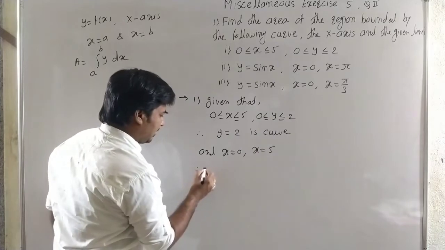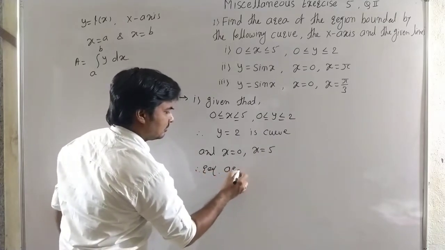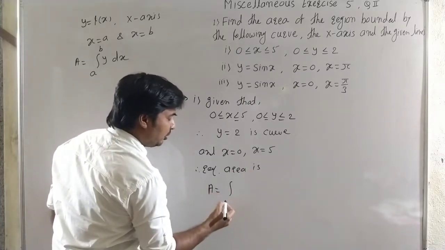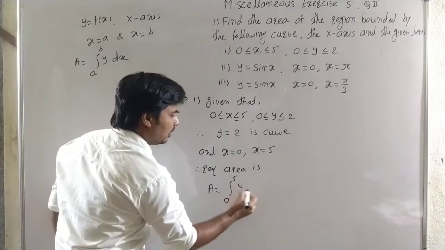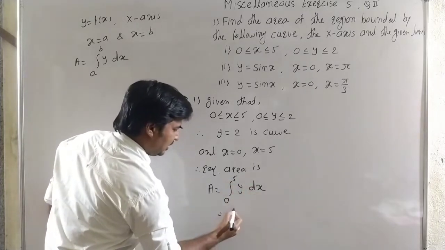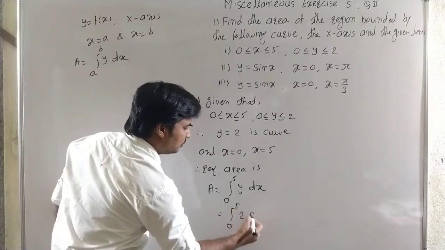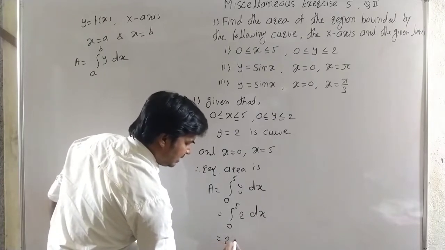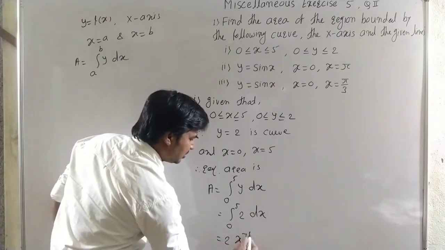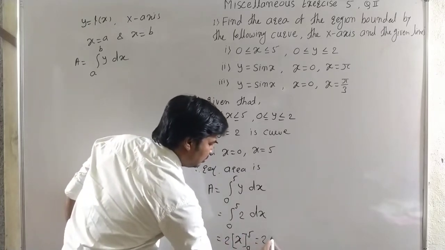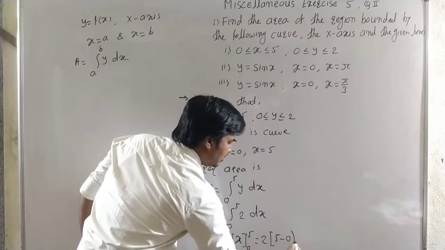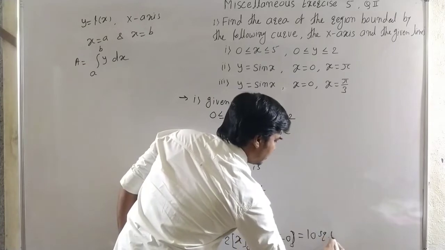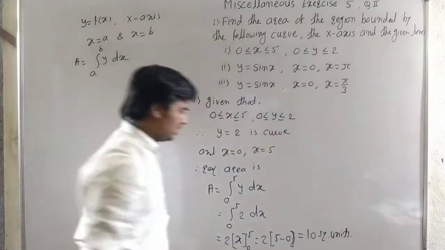Therefore the required area is the integral from a to b, that is 0 to 5, of y dx. Here the integral from 0 to 5 of 2 dx; the integral of 2 is 2x, with limits 0 to 5. Therefore it is 2 into 5 minus 0, and it is 10 square units. It is our required area.